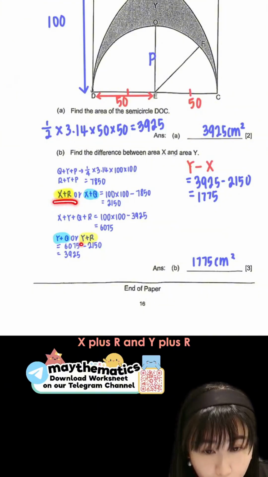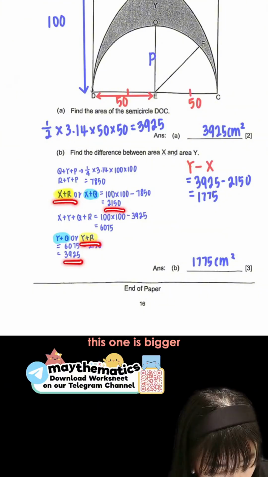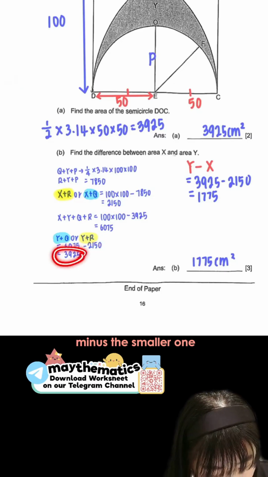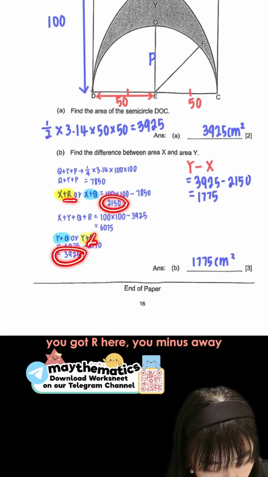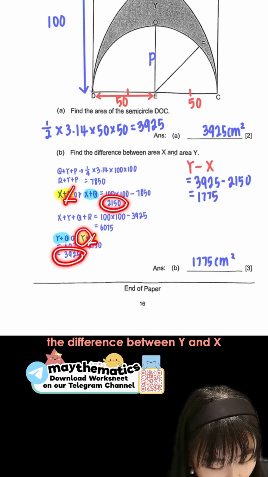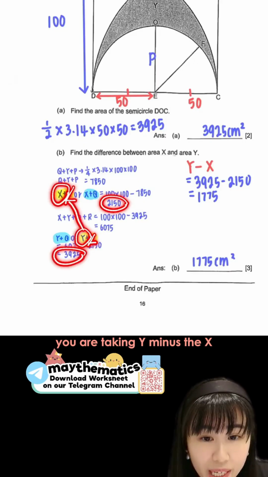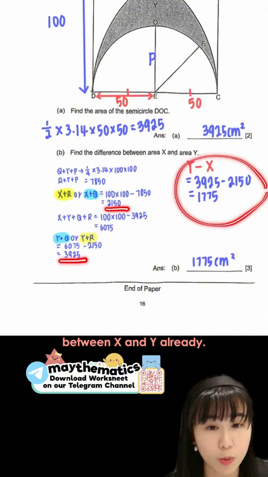Okay, why is it so, everybody? X plus r and y plus r. Your y plus r is 3925. Your x plus r is 2150. This one is bigger. So you take the bigger one minus the smaller one. What are you doing? You got r here, you got r here, you minus away. So technically, you're just left with the difference between y and x. You're taking y minus the x, right? That's why when you take 3925 minus 2150, you're finding the difference between x and y already.